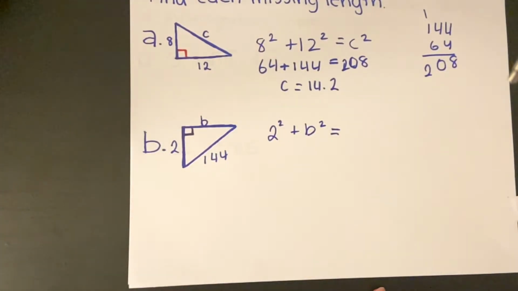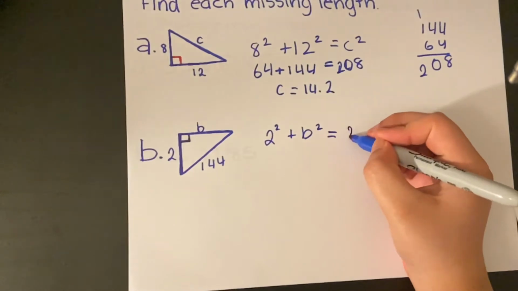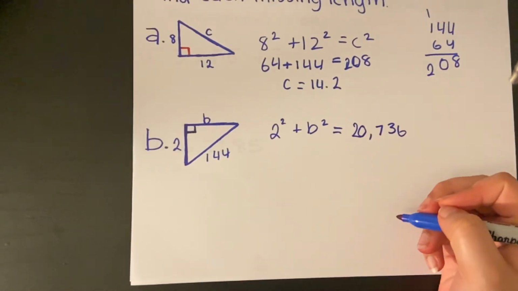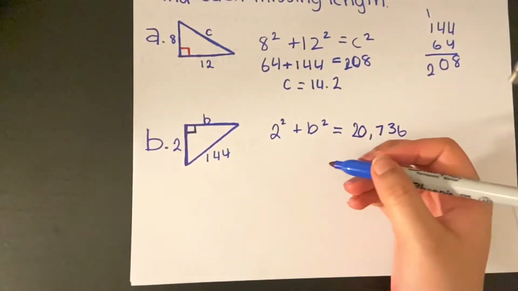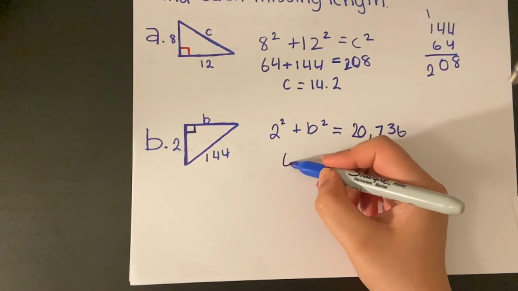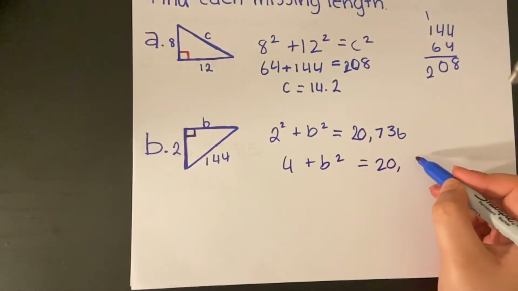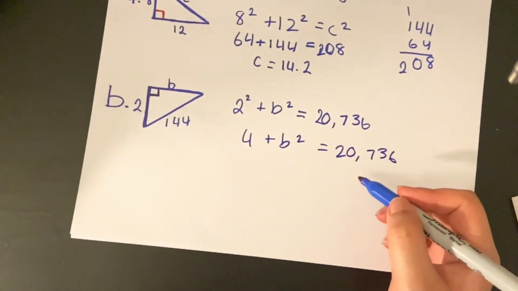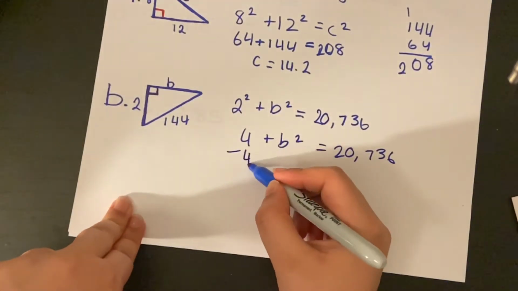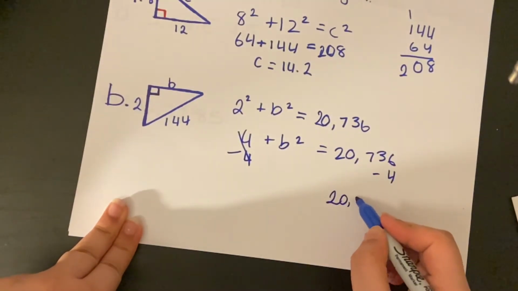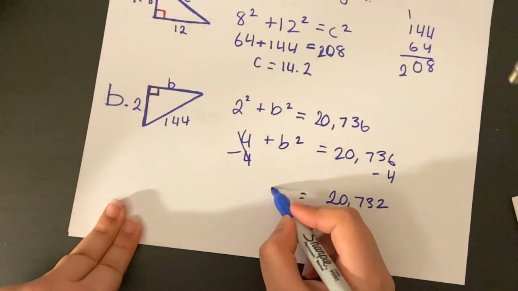Alexa, what's 144 squared? 144 squared is 20,736. Now that's a big number. So we'll put 4 plus b squared is equal to 20,736. All right, so now again, isolate the variable. Minus 4, this would be 20,732, which is again a big number.